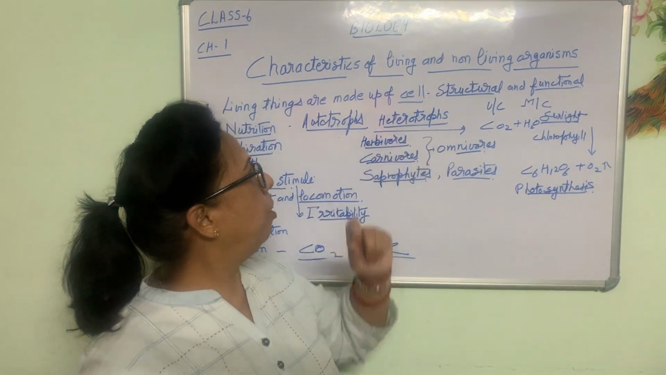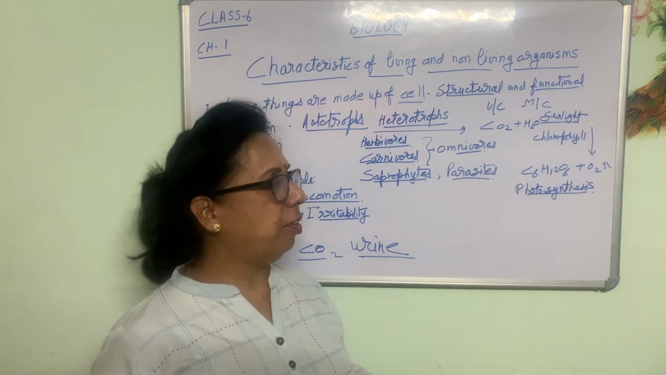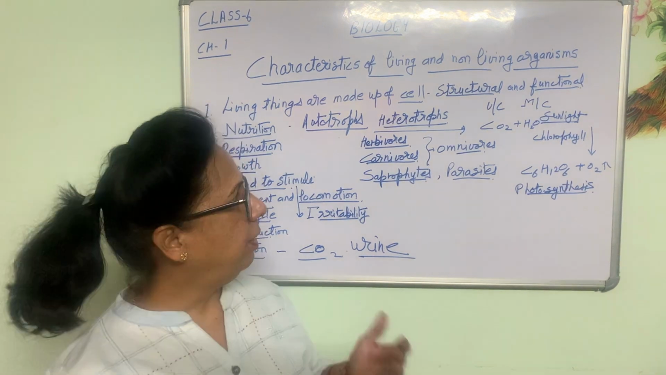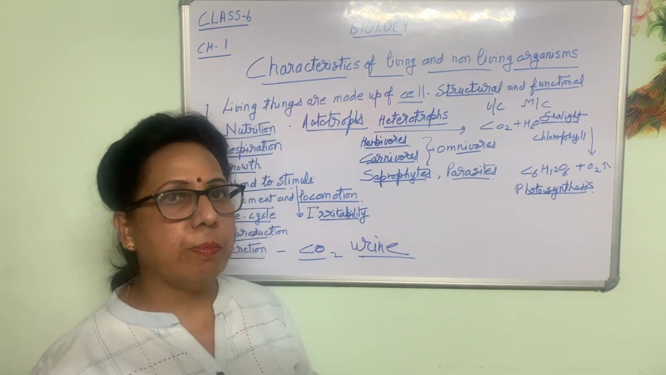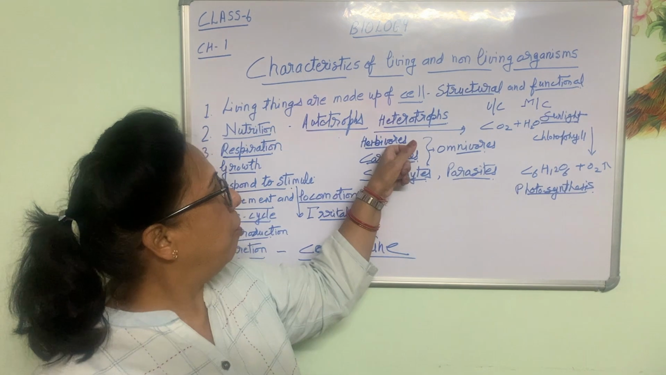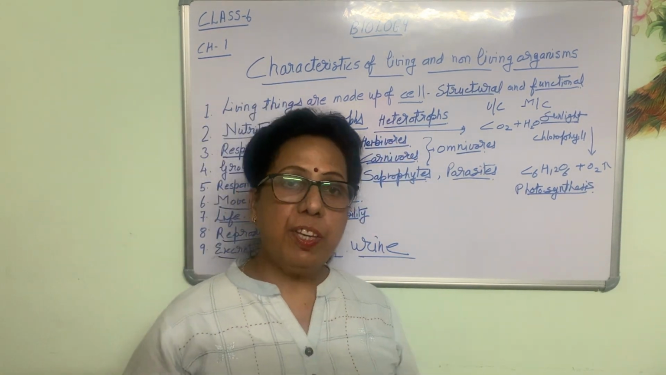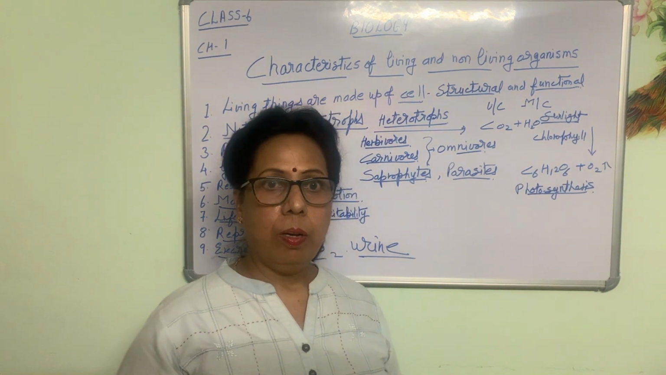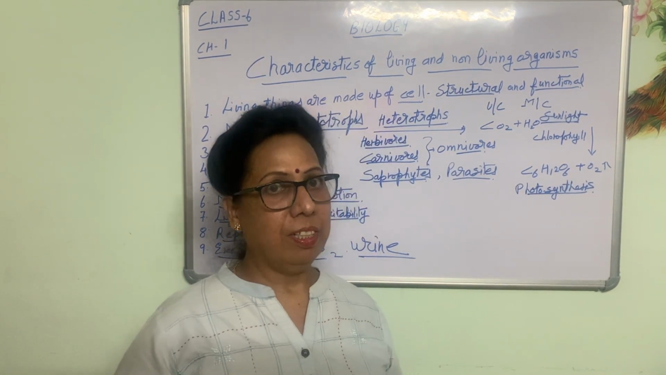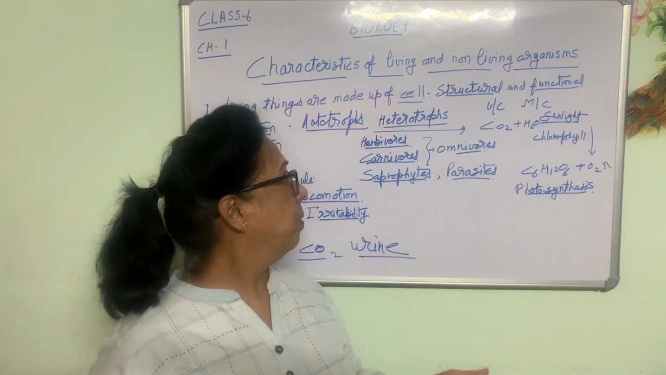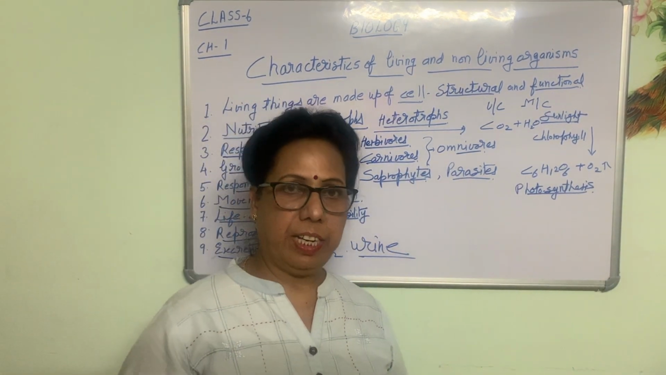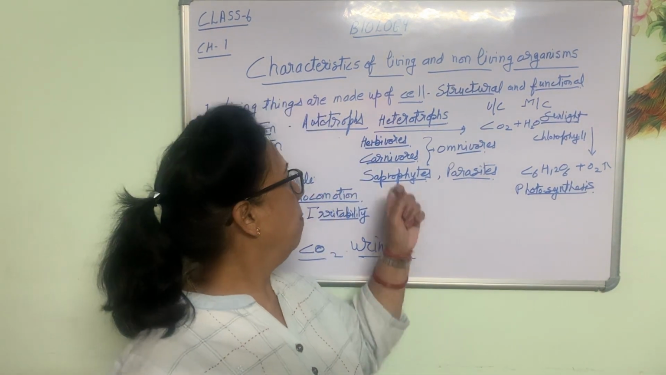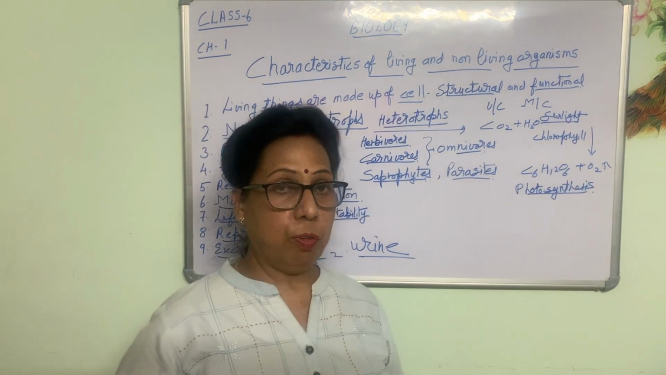Heterotrophs are not able to make their own food. They derive their nutrition from plants or the animals dependent on plants. What are herbivores? Herbivores are the animals which feed on plants. Cow, goat, buffalo, they are all herbivores. Carnivores are flesh-eating animals which eat the flesh of other living organisms, they are known as carnivores.